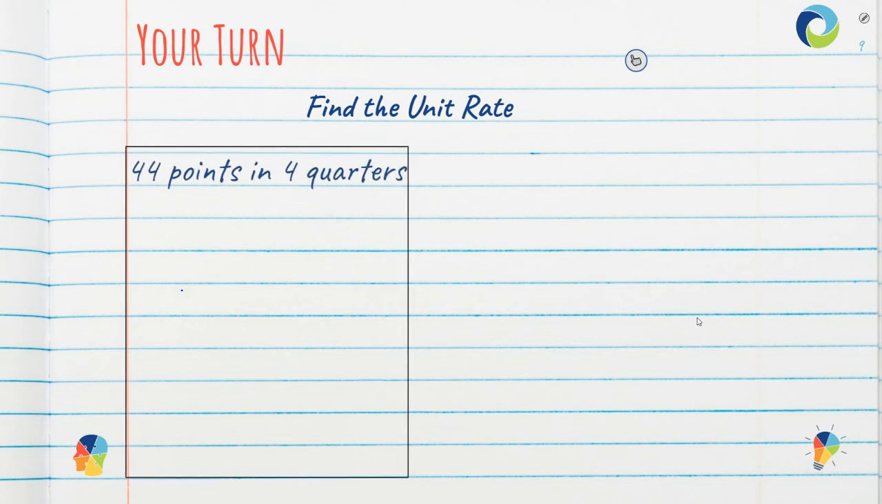All right, you guys, we're almost done. So I have here 44 points in 4 quarters. Not sure what type of game this would be. Maybe football, but anything that would have 4 quarters in it would work. So what we want to know is the unit rate, or how many points in 1 quarter. So for 200 XP, who's willing to come up to the board and do this and solve 44 points in 4 quarters? Go ahead, Mason.